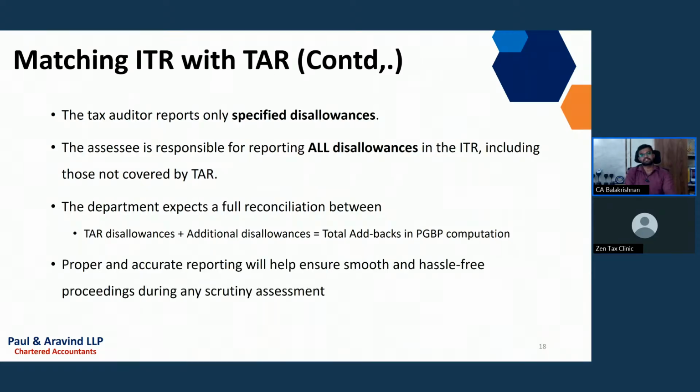And proper and accurate reporting will help to ensure smooth and hassle-free proceedings during any scrutiny assessment. Because if we misreport something at the time of scrutiny assessment, we need to check all the transactions whether they are correct or not. So at the time of filing the ITR itself, we can ensure that all the proper disallowances have been reported in the ITR computation.